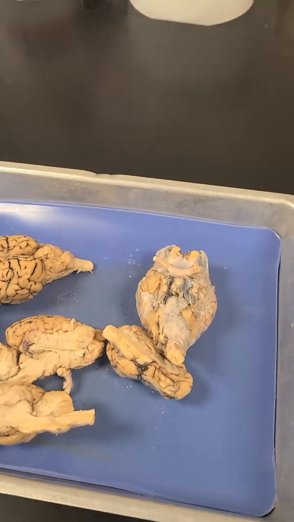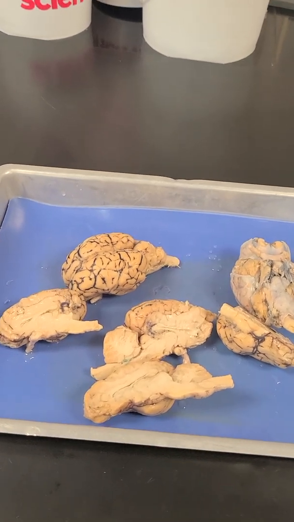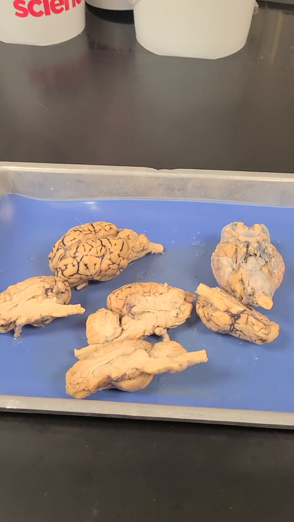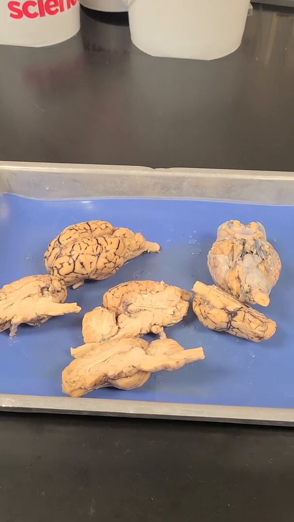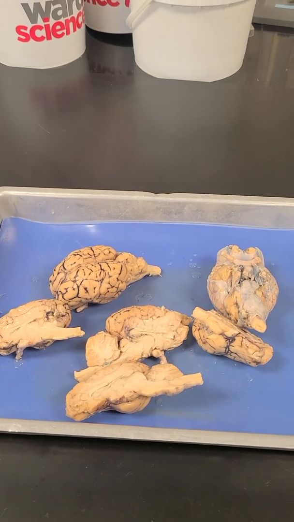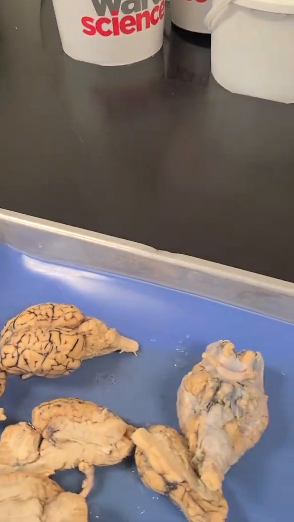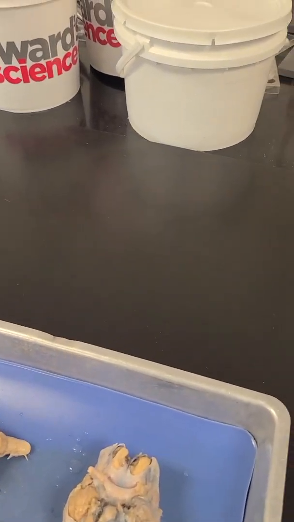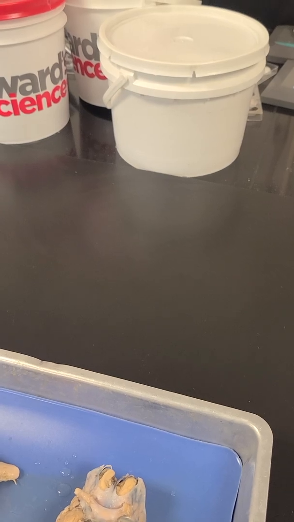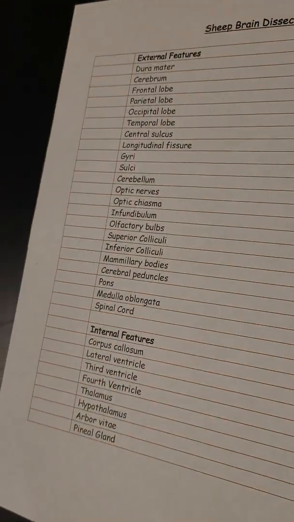Okay, this is a video for the sheep brain dissection for anatomy and physiology. I do not have a person, nor do I have my tripod, so I will be holding the camera and identifying the structures at the same time. So forgive me if you have a problem seeing it. You should have a sheep brain dissection list of features that you need right here.